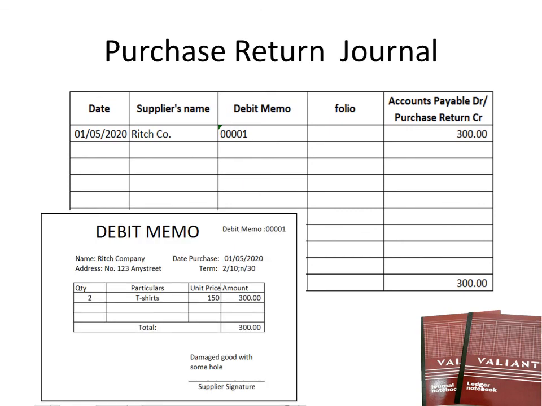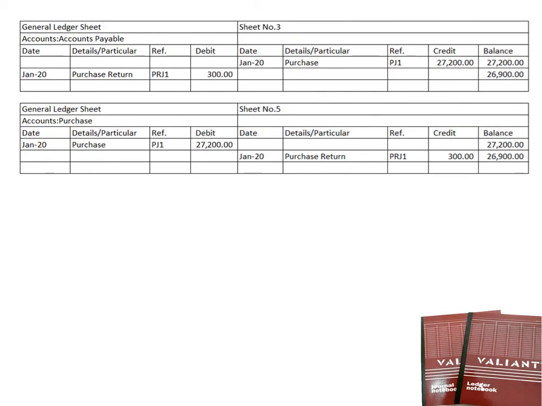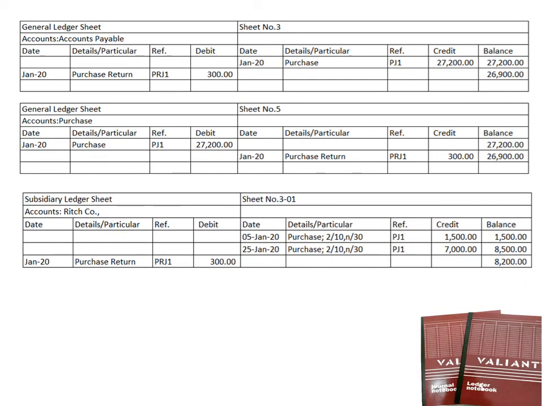So you have the debit memo number, then the company name, the amount, and the date. So this would look like this. For purchase return, we had to debit 300. And for our purchases, we put it on our return, or you could have another ledger account for purchase return and allowance. For Rich, we also put it on Rich's account, so we know that our liability to Rich is only 8,200.